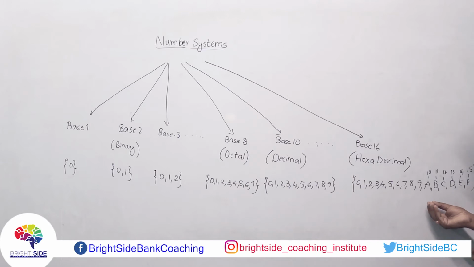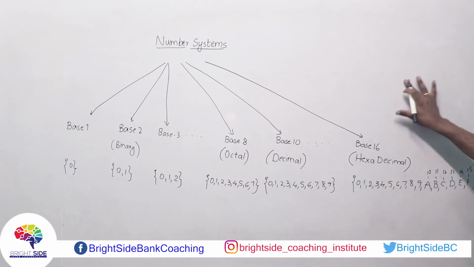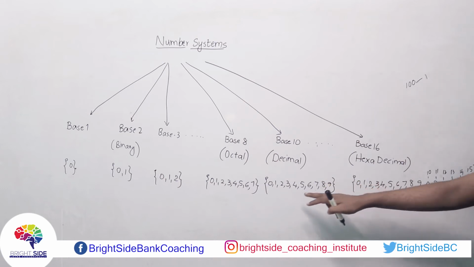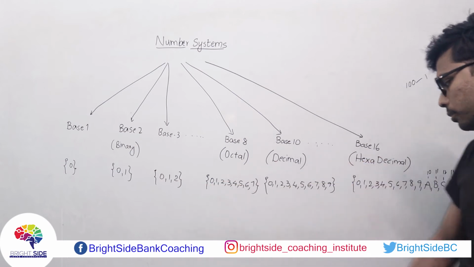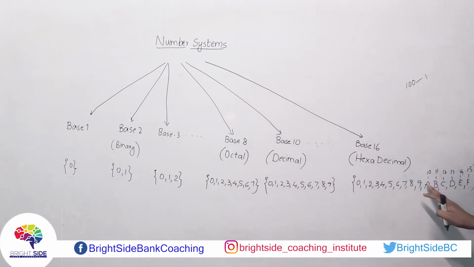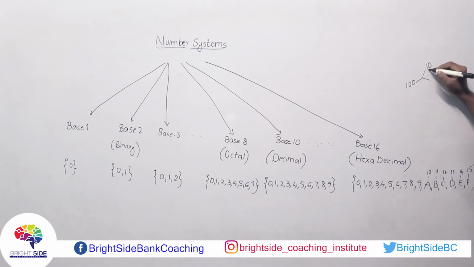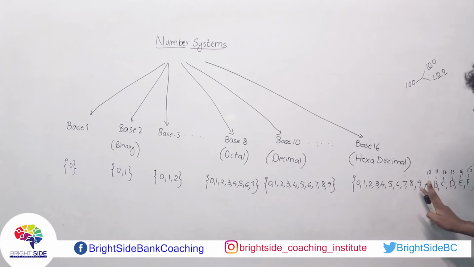Okay, so if you wonder why they have taken A instead of 10, I'll explain to you. If you take 100, you can represent this in only one form in any of the number systems available here. Okay, including this. So if you take 10 in the place of A, then 100 will be having two representations. One is 10-0 and 1-0-0.